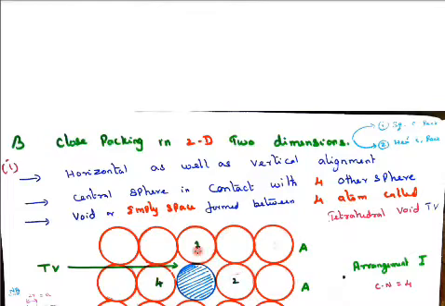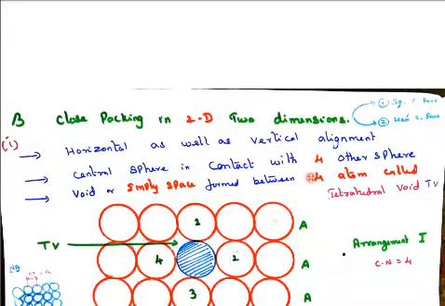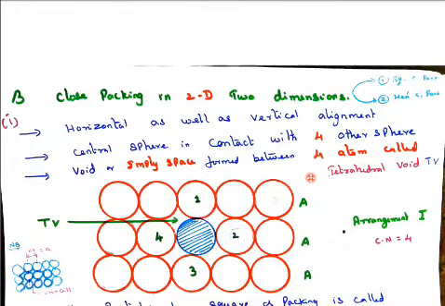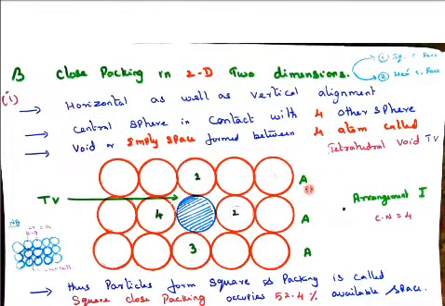So now we'll see the close packing in two dimensions. In two dimensions, we are going to see two types of close packing: square close packing and hexagonal close packing. Here we have the AA arrangement and the AB arrangement. This is called AA type. The second one is called AB type. So there is horizontal as well as vertical alignment. This is called horizontally.